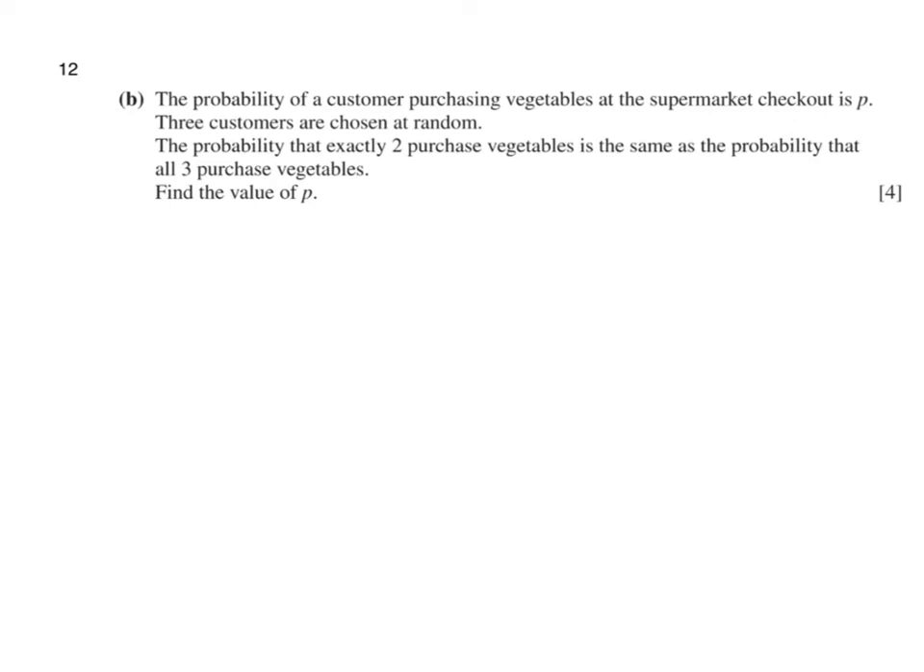The probability of a customer purchasing vegetables at the supermarket checkout is p. 3 customers are chosen at random. The probability that exactly 2 purchase vegetables is the same as the probability that all 3 purchase vegetables. You can think of this just in probability terms, or you can use binomial.